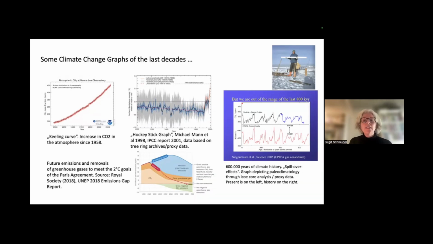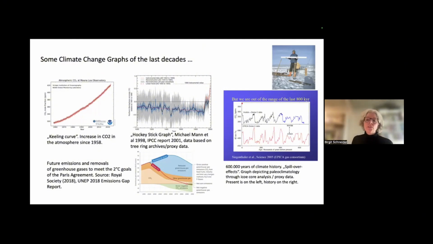It's proxy data, and it was very much discussed and even disputed because it was given as a proof by the IPCC that climate change is human-induced. You can see that the temperatures which rise since industrialization in the 19th century are in a significant difference to the ages before, since the year 1000.